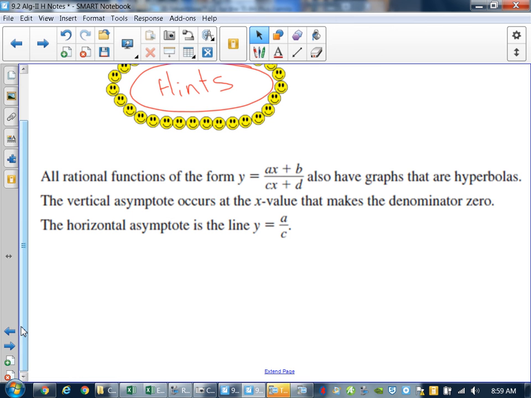So let's see, we have y equals a over x minus h plus k. Y equals ax plus b over cx plus d. Again, the vertical asymptote will always be the zero of the denominator. So you might have to subtract these, divide by c. It could be something, okay? But the vertical asymptote is always the zero of the denominator.